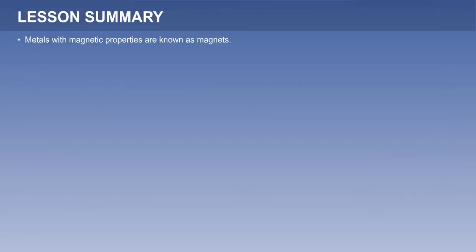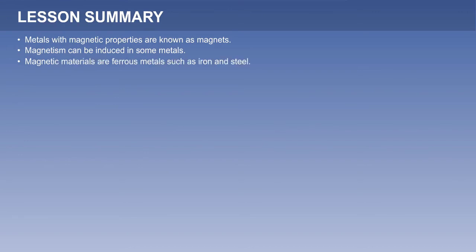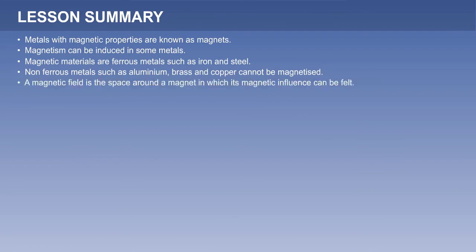Metals with magnetic properties are known as magnets. Magnetism can be induced in some metals. Magnetic materials are ferrous metals such as iron and steel. Non-ferrous metals such as aluminium, brass and copper cannot be magnetized. A magnetic field is the space around a magnet in which its magnetic influence can be felt. A magnet will always have two poles. Like poles repel, unlike poles attract.